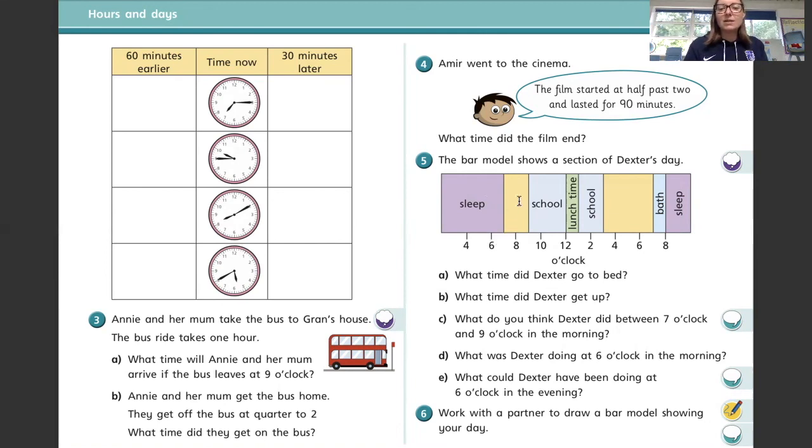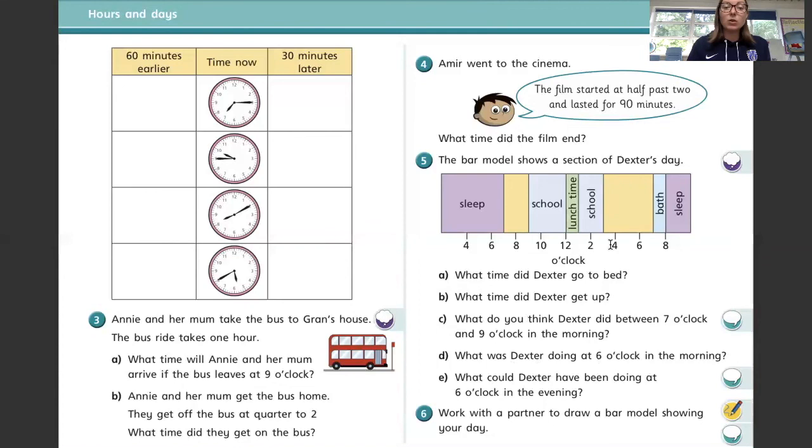So some of these are blank, and we need to think about what Dexter might have been doing between 7 and 9 o'clock. Obviously, that's going to be a bit different now that we are in lockdown and you haven't been at school. So have a think about what he could be doing between 7 and 9. What are you doing in the morning between 7 and 9? D, what was Dexter doing at 6 o'clock in the morning? Have a look at the graph, see if you can find 6 o'clock in the morning and see what Dexter was doing. And E, what could Dexter have been doing at 6 o'clock in the evening?